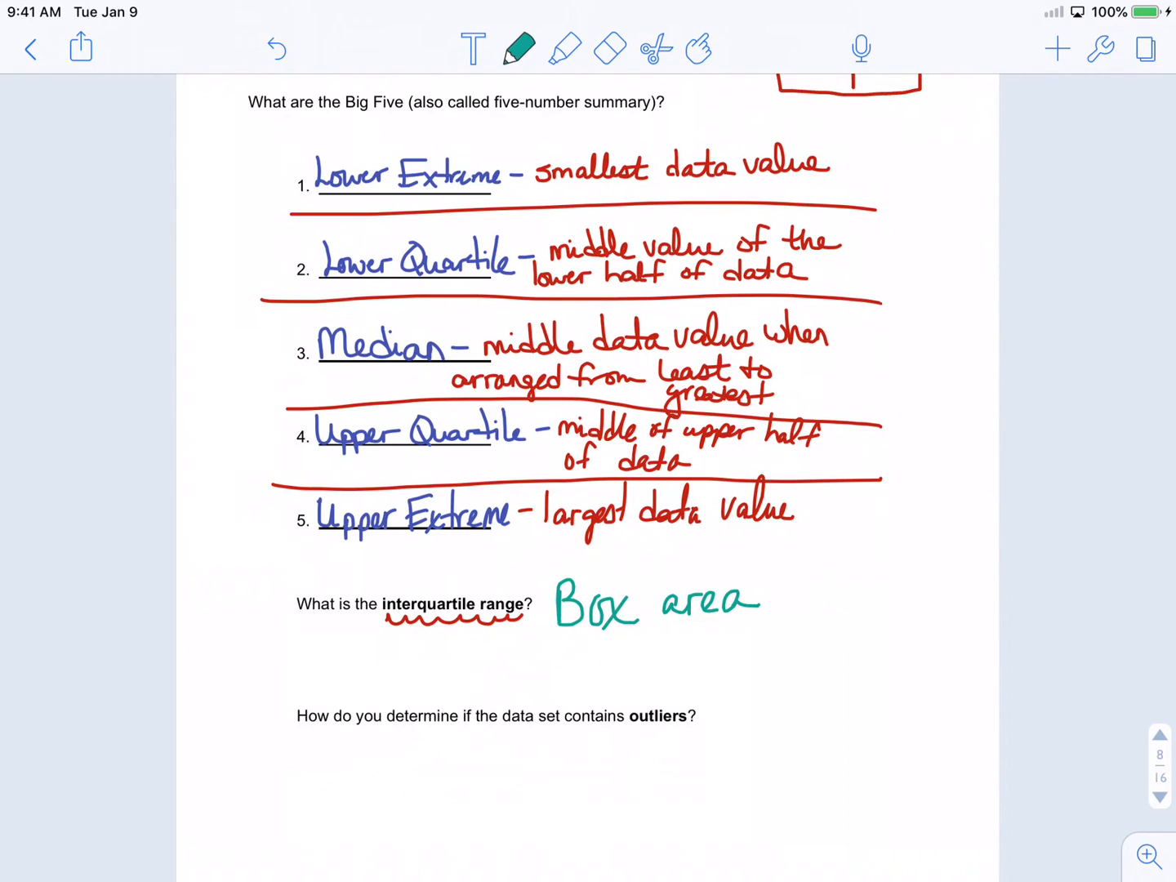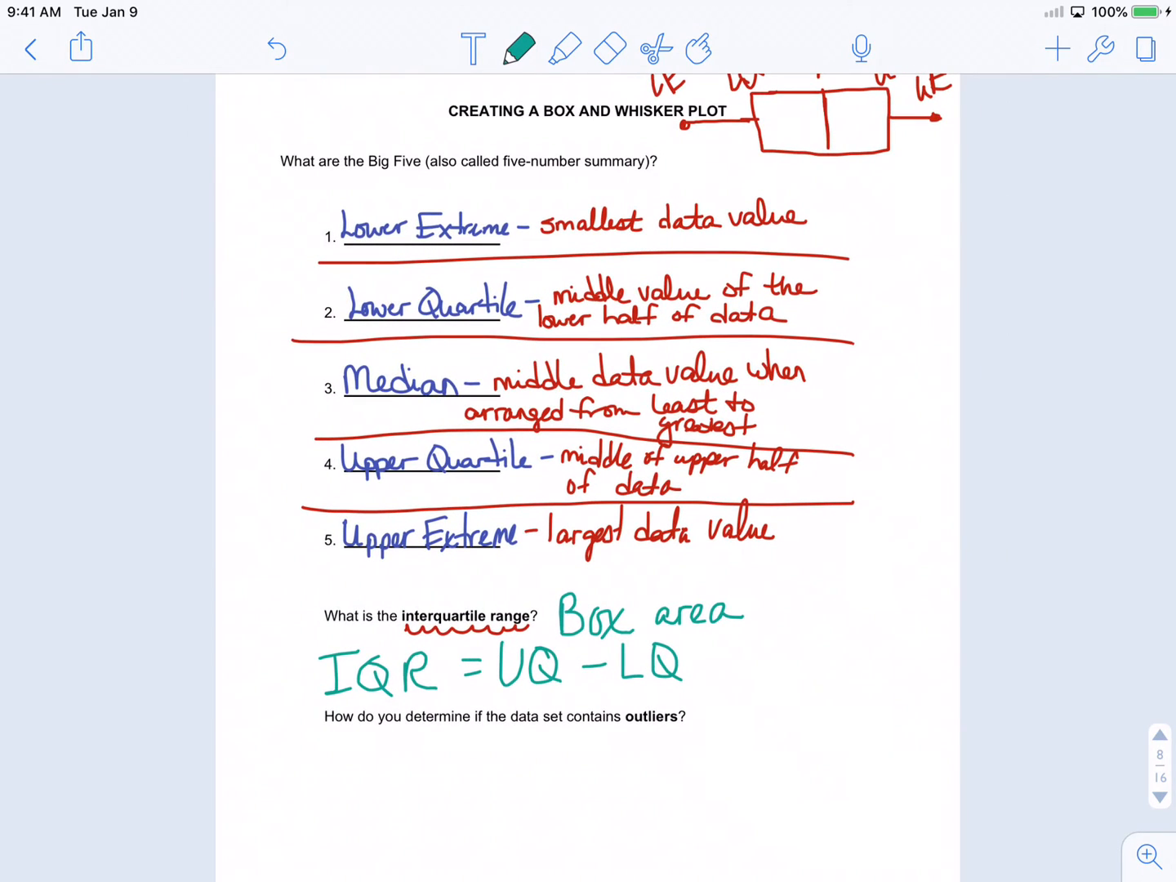And the way we find that interquartile range is by taking the upper quartile minus the lower quartile. And we usually call the interquartile range the IQR. So essentially we're looking at the range of that box. What's the distance that the box is spreading across our values?